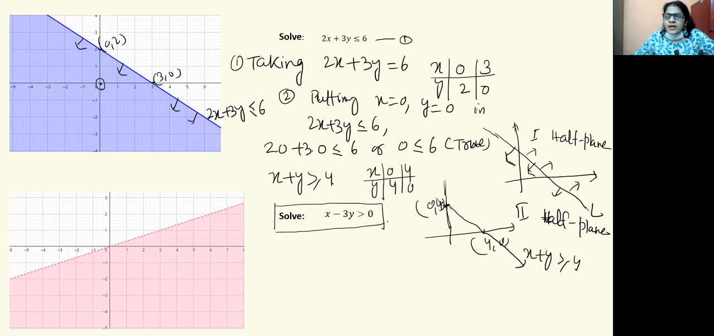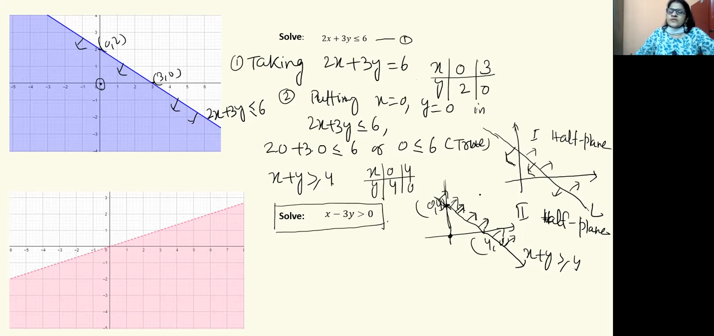Here also the line doesn't pass through origin. So let me take origin as the landmark and check it. If I put x 0, y 0, 0 plus 0 greater than equal to 4 is false, right? So it means the solution portion will not contain origin, or you can say the solution will be away from origin. So the portion I have just marked with an arrow will be shaded.